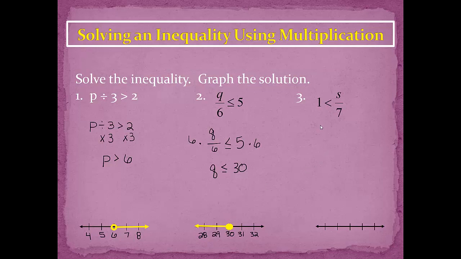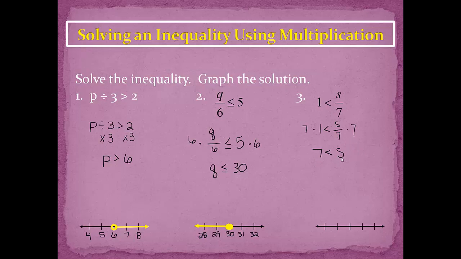Now for number 3, I have 1 is less than s over 7, or s divided by 7. Since I'm dividing by 7, I'm going to multiply by 7 to solve. I'll do this on both sides. Now on the left-hand side, I have 7 times 1, which is 7. And then I have is less than, and on the right-hand side, I just have s. So 7 is less than s.